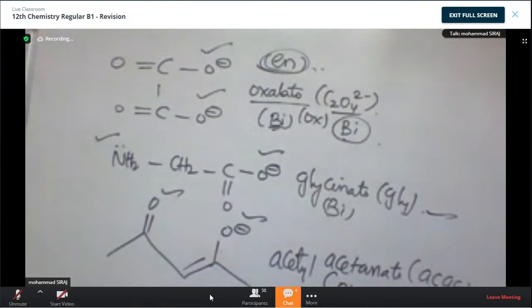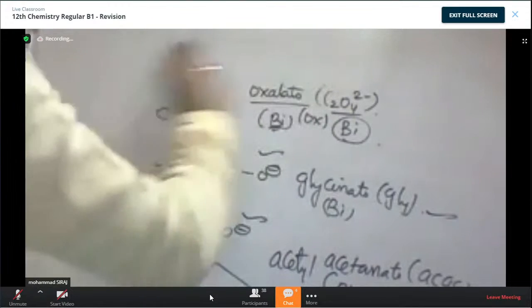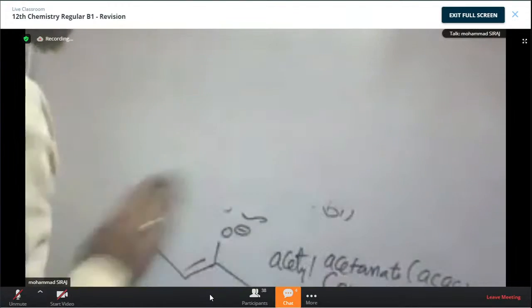But DMG structure is very important. The structures which I put the star mark on are important. That's why I'll give a star to the ones that are a bit important.